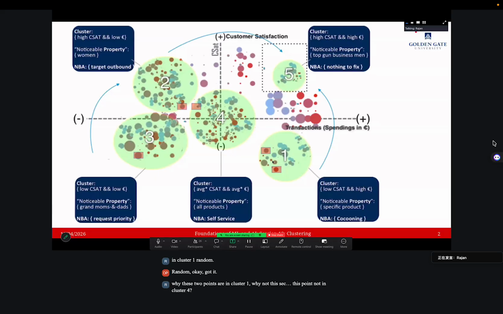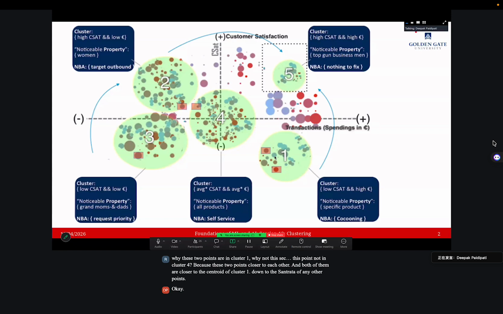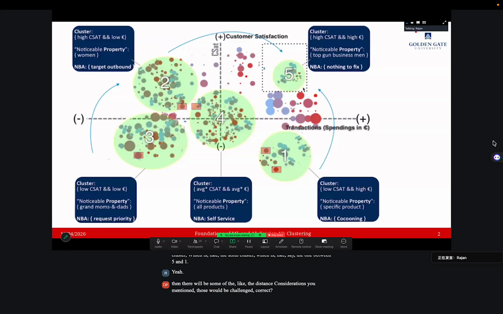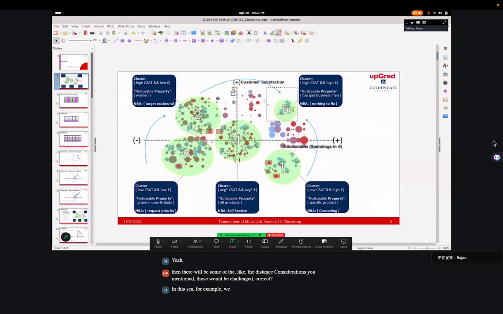Because these two points are closer to each other, and both of them are closer to the centroid of cluster 1 than to the centroid of any other cluster. Just a follow-up question, sir: if you draw another cluster, like a sixth cluster between 5 and 1, then the distance considerations you mentioned would be challenged, correct? For example, we can probably have one cluster here.